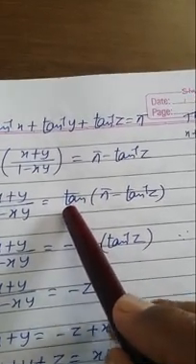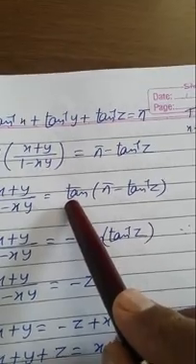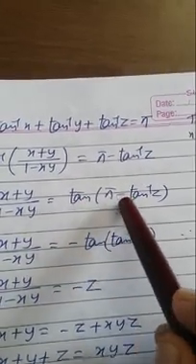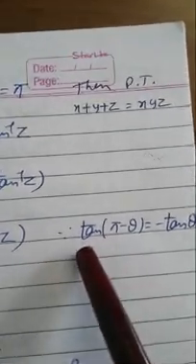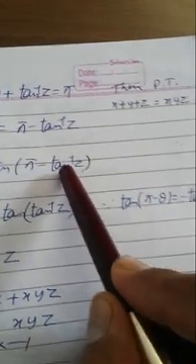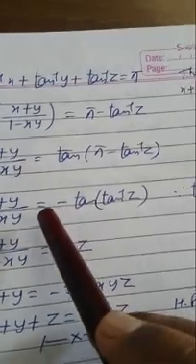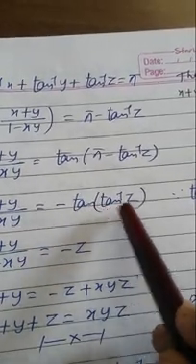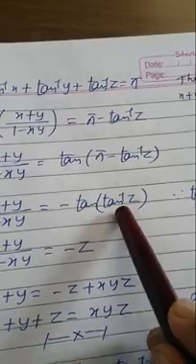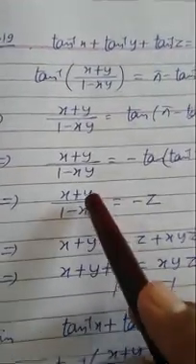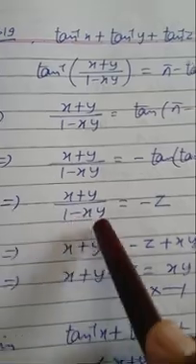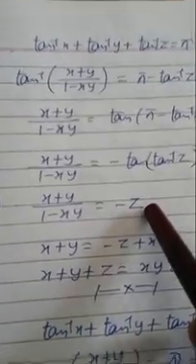But in RHS we have tan inverse z. This is the identity, this is a formula of class 11th: tan of 180 minus theta is minus tan theta. Here it is, tan of pi minus theta is minus tan theta. In the place of theta we have tan inverse z, so it is minus tan inverse z. Tan is cancelled with tan inverse. So ultimately we have got x plus y upon 1 minus xy is equal to minus z.